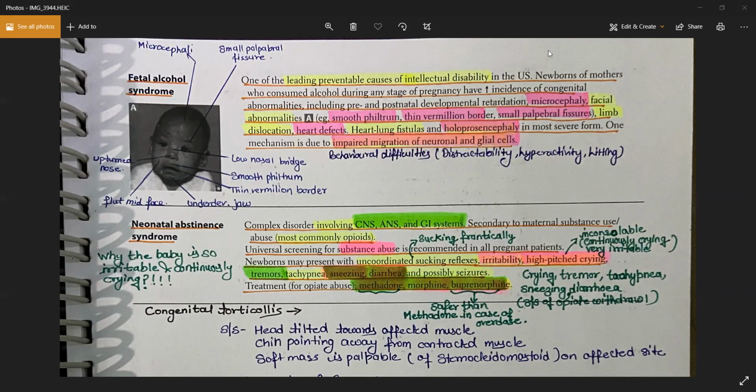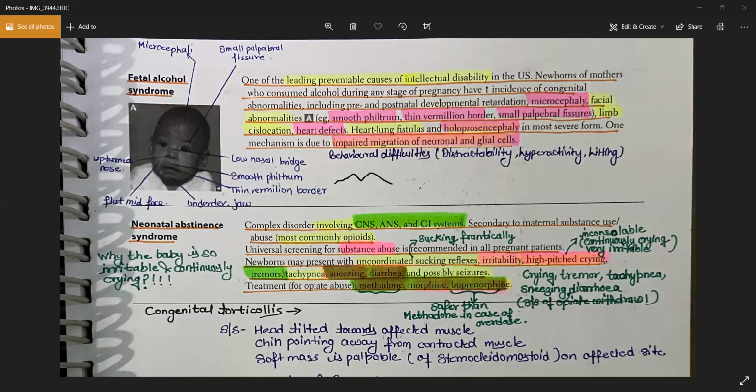Is that okay? Yes. You will have a low nasal bridge. Low nasal bridge will be seen, or you can say nose hypoplasia occurs because of this alcohol. An upturned nose will be seen, an upward pointing of the nose. A smooth philtrum will be seen. Generally, a normal philtrum will look like this, with a depression in the center.